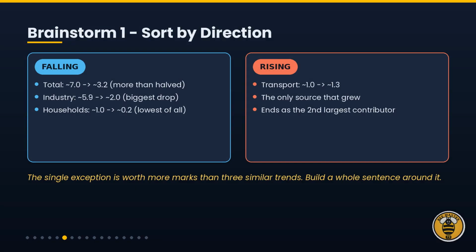Now the brainstorm. Split every line into fallers and risers. Falling, the total, from about 7 down to roughly 3.2. Industry, from about 5.9 down to 2. Households, from 1 down to 0.2. Rising, transport alone, from 1 up to about 1.3. That single riser is your most valuable sentence because contrast is what examiners reward.